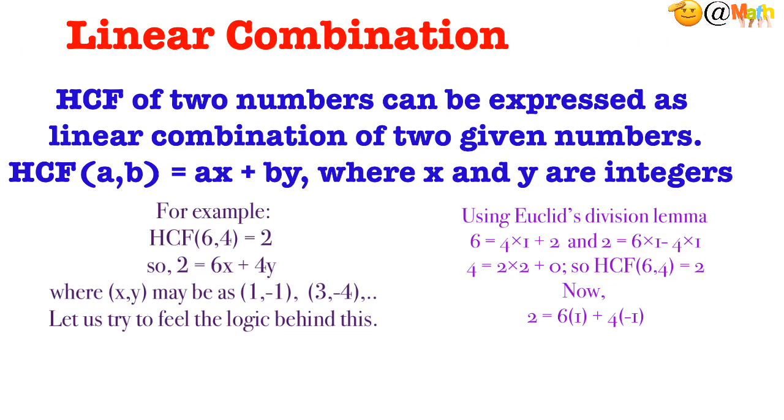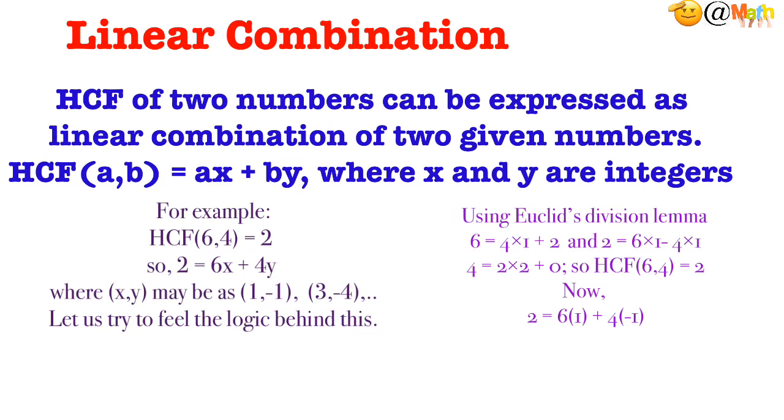Linear combination. The HCF of two numbers can be expressed as a linear combination of the two given numbers. The HCF of a and b can be expressed as ax plus by, where x and y are integers. For example, the HCF of 6 and 4 is 2. So 2 can be written as 6x plus 4y, where x and y may be 1 and minus 1, or 3 and minus 4. Let us try to feel the logic behind this.